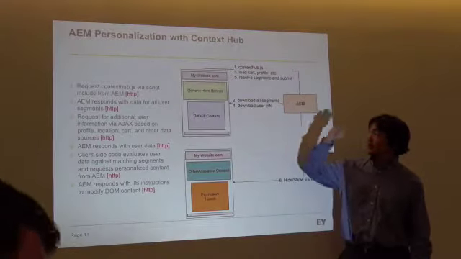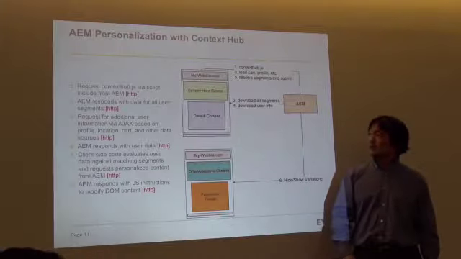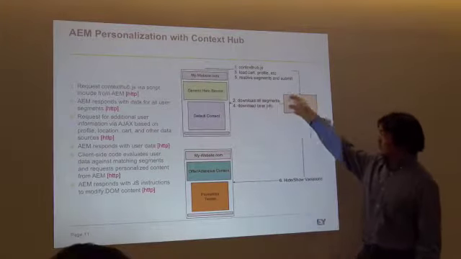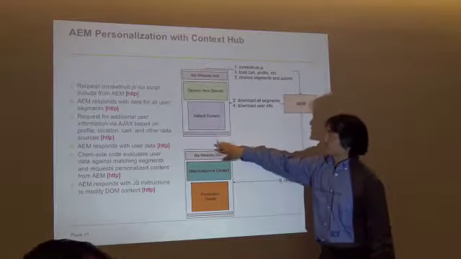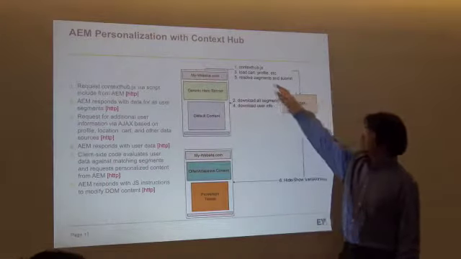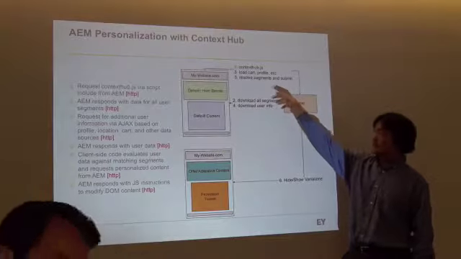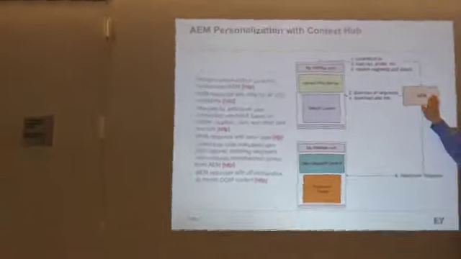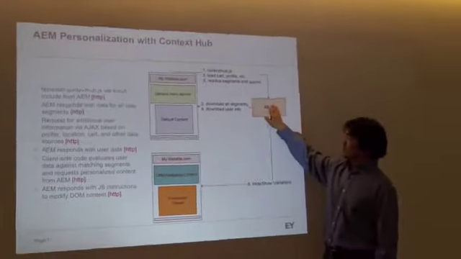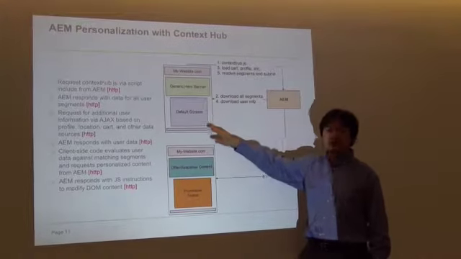So for AEM personalization with the context hub, this is basically what happens. First of all, a page is loaded. Once the HTML is loaded, the page, through an included script, calls the contexthub.js, which is requested from AEM. Once that happens, within the response stream, all the segments are downloaded into memory.